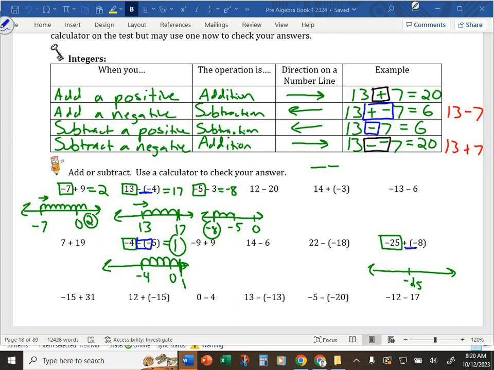Adding a negative. What operation is that? What direction on the number line? Subtraction. Adding a negative, we see it's subtraction. We see it's to the left on the number line. And how far to the left do I go? 8. So from -25, 1, 2, 3, 4, 5, 6, 7, 8, where do I end at?